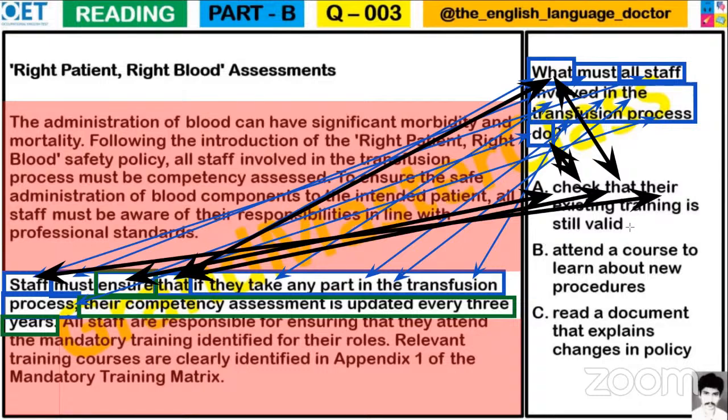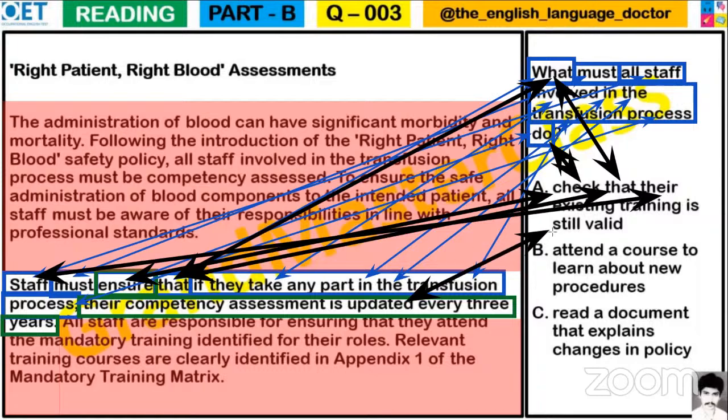Existing training. That means they are trained. Trained means they are competent. Competency assessment means you are assessing after training. You train them and assess them. So competency is perfect. If they are not perfect, then you will train again. That means the training is invalid, so you will train again. If you update it, then it will be valid.